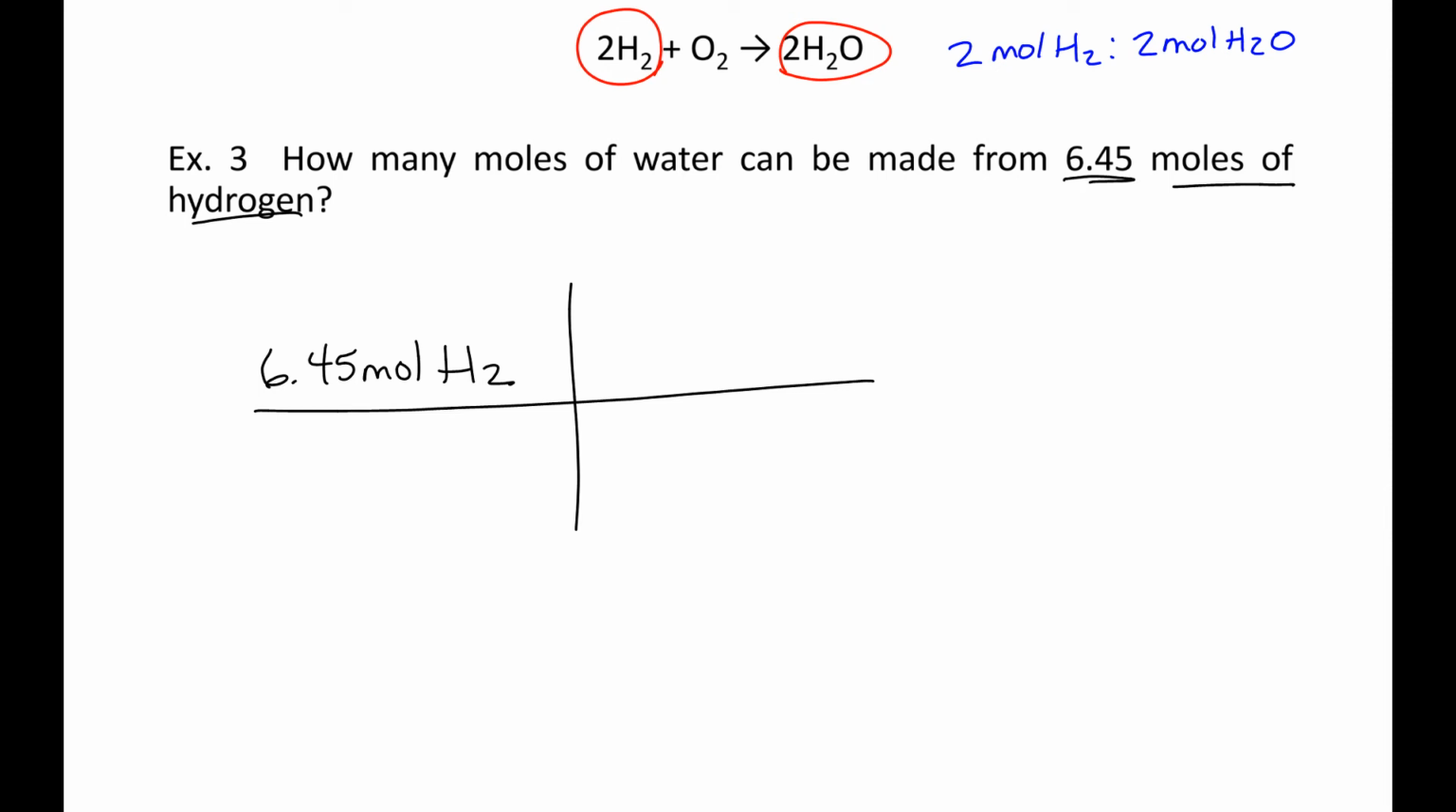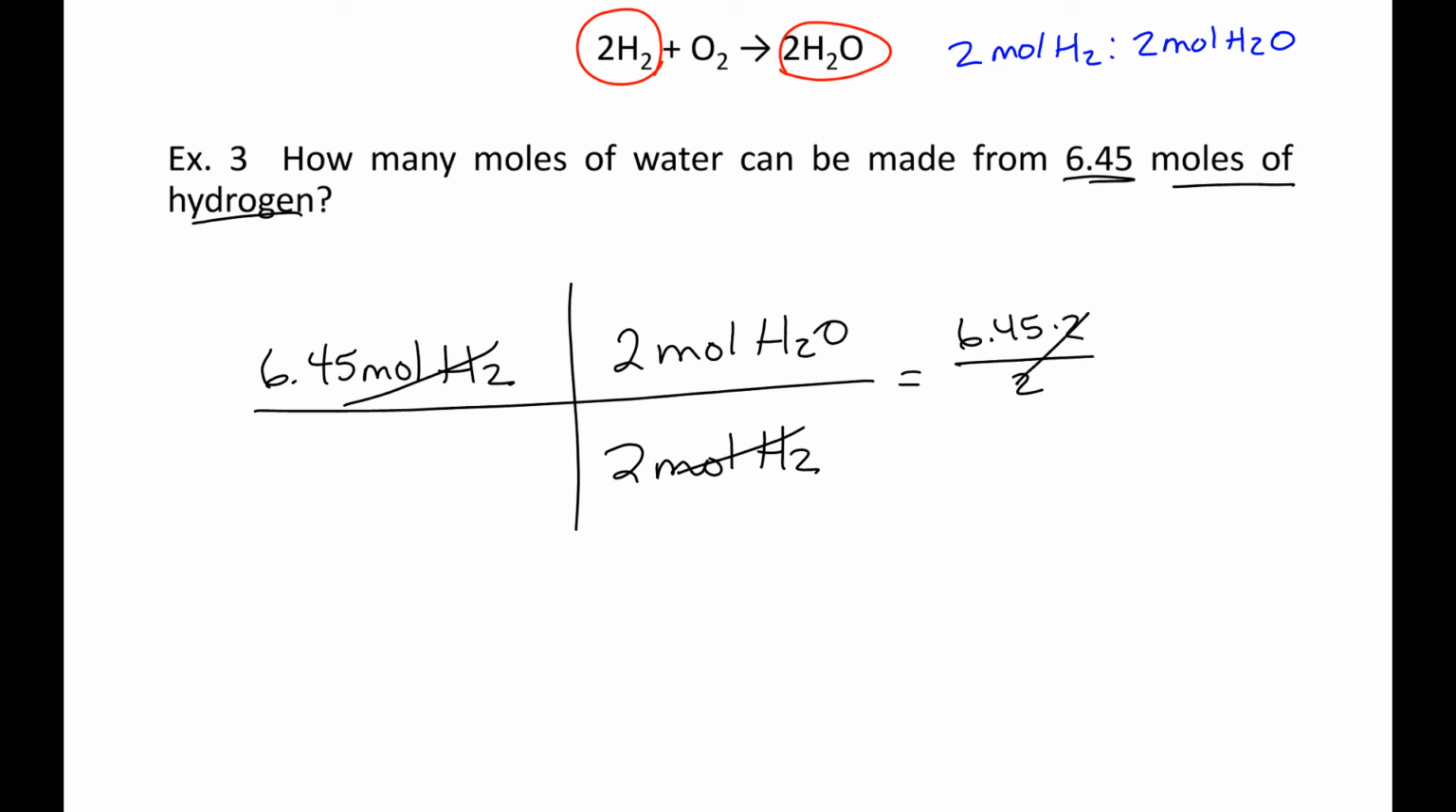So now with our mole ratio, we're going to put the 2 moles of H2 at the bottom and 2 moles of water at the top. I'm going to do this, and it's 6.45 times 2 divided by 2. They cross out. 6.45 moles of H2O.